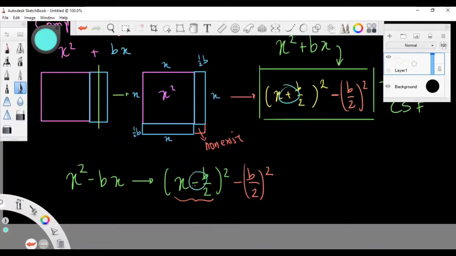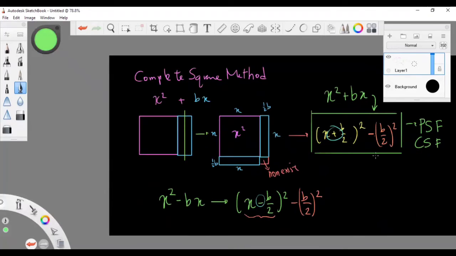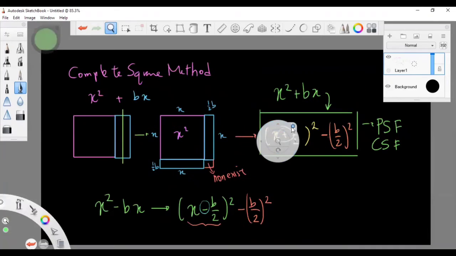This will be the difference, right? So on the right side will be negative. Still negative. Why? Because it's square, right? So it doesn't matter whether it is negative or positive. That's all for the explanation of the complete square method. The exercise will be given after this.